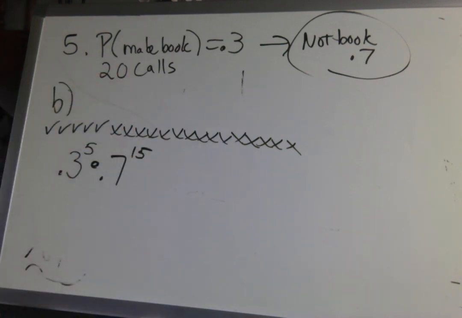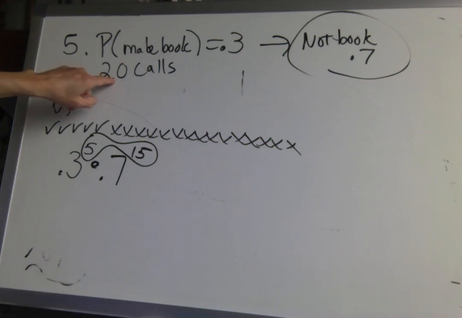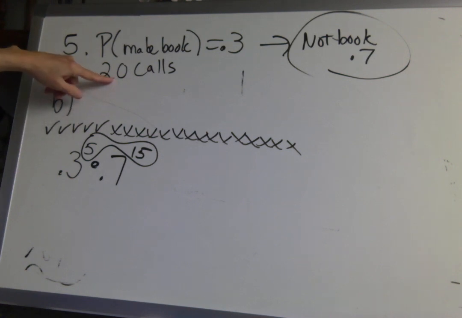So a way to prevent yourself from making a silly mistake, look at your exponents. They have to add up to 20. Look at part A that I already erased. You'll see a 20 exponent. Your exponents always have to total whatever the problem was about. This was about 20 calls.